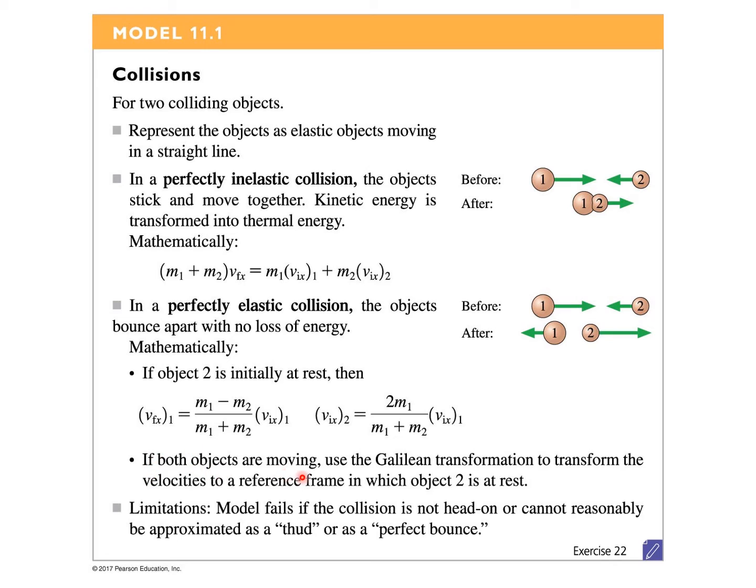Here it talks about how to do a transformation to pretend the other object is at rest. We're not touching the Galilean transformation in this class, so let's just ignore the fact that that exists. So again, these are valid starting equations if one object is at rest, we have perfectly elastic collisions, and we are moving in 1 dimension.